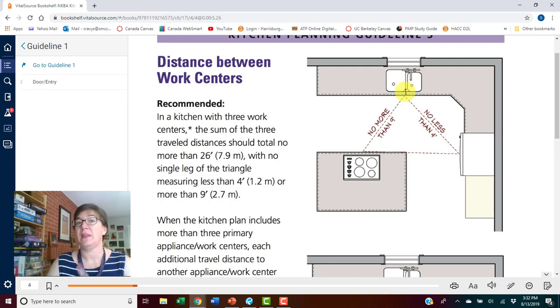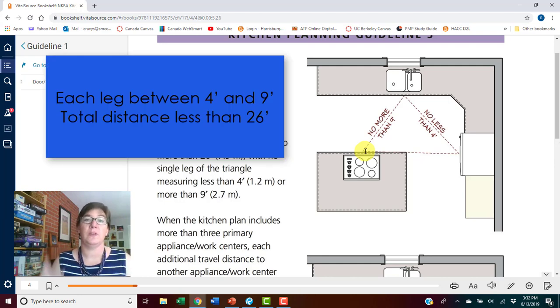And then if you're talking about any single leg, so any one line in between, for example, the sink and the stove here, it should be no less than 4 feet, so don't put them really close together, and no more than 9 feet. So here's the two rules. Any individual leg of the work triangle should be in between 4 feet and 9 feet long. And then if you add all three legs of the triangle, they should add up to less than 26 feet.